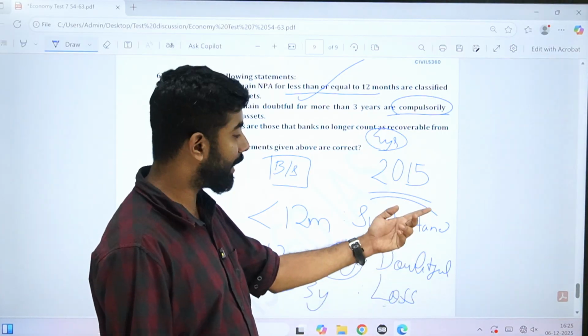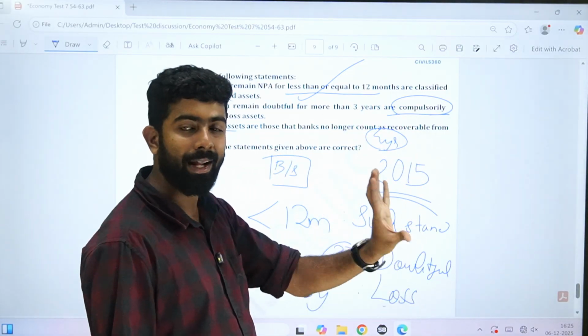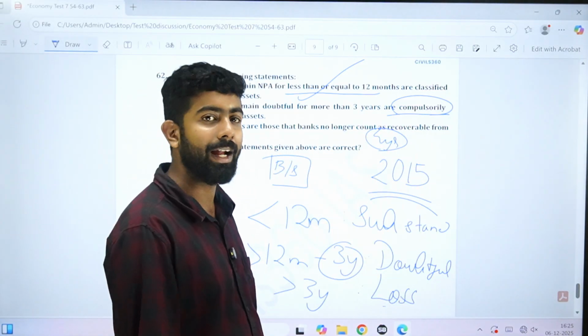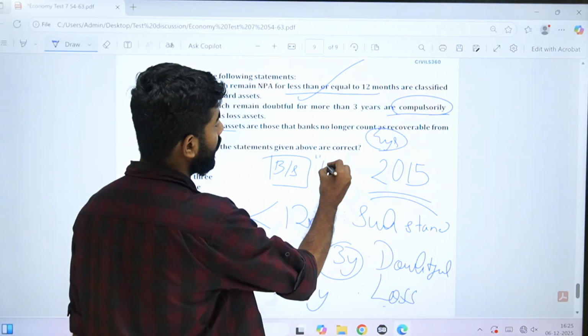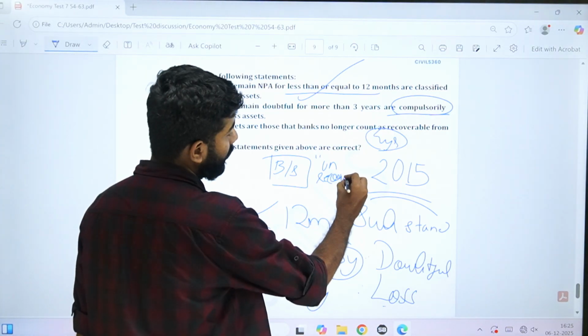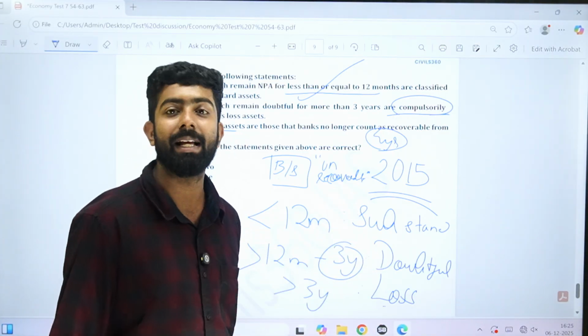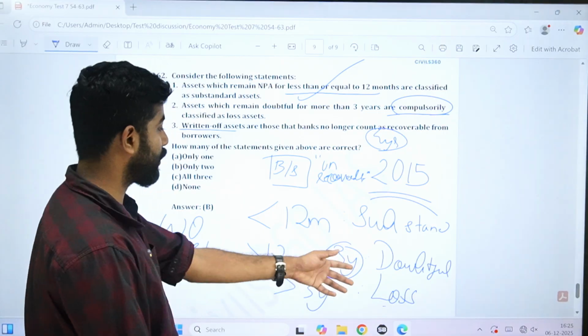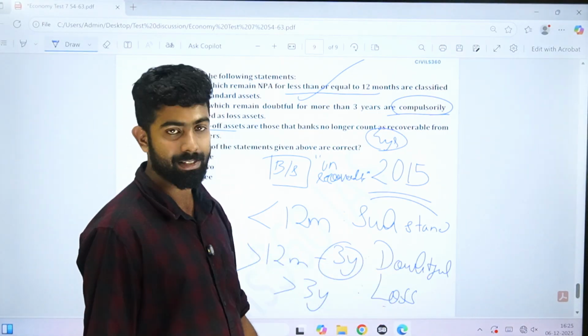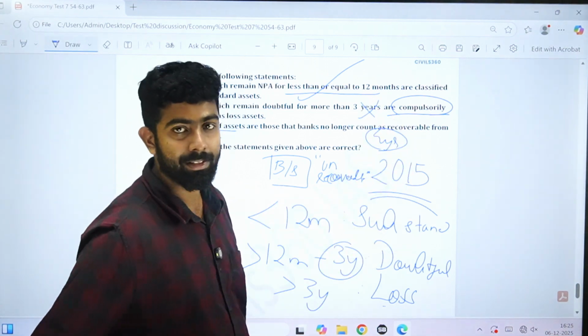In that case, what happens is that if the bank management says that it is unrecoverable, then it becomes a loss asset. But if that criteria has not been given, that is, the bank has not yet decided that it is unrecoverable, then it will still remain as a doubtful asset, right? So the line between doubtful asset and loss asset is not very rigid. So this is actually wrong.